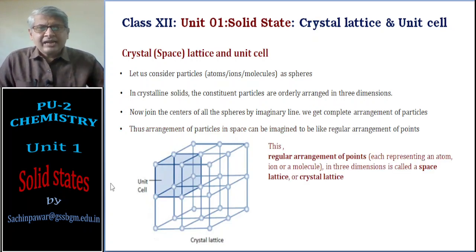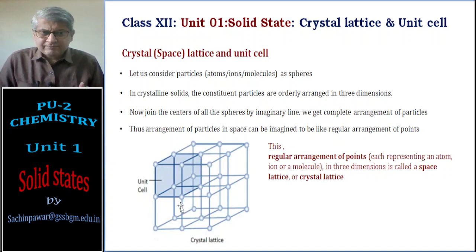So what is crystal lattice? Crystal lattice or a space lattice is a regular arrangement of points. Those points are actually the spheres, the particles, atoms, ions, or molecules, and these spheres are arranged in three dimensions. You will get a network of particles, and that is called crystal lattice or space lattice.